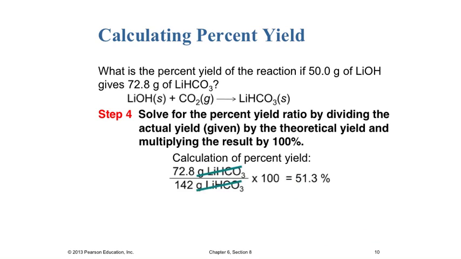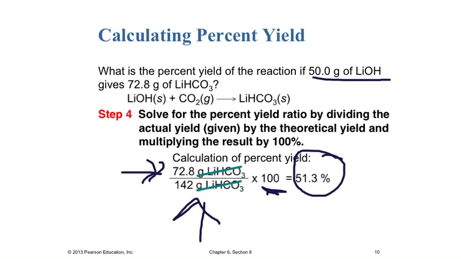So remember in our problem it gave us 72.8 grams of LiHCO3 that was actually produced. So that's why we have 72.8 as our actual and 142 as our theoretical, because we just calculated that 142 grams of LiHCO3 is produced when we react 50.0 grams of LiOH. Once we do 72.8 divided by 142 and times it by 100, we obtain an answer of 51.3%. That is our percent yield of the reaction.